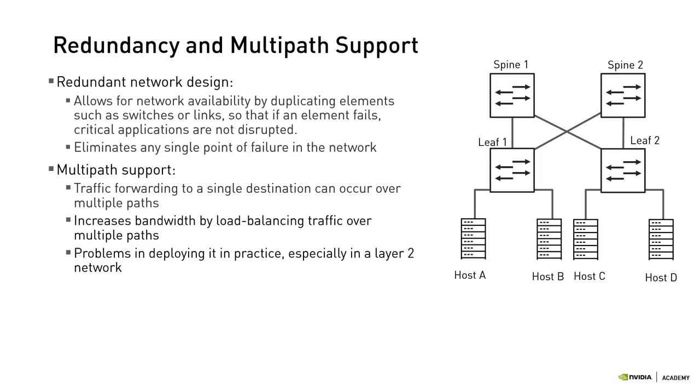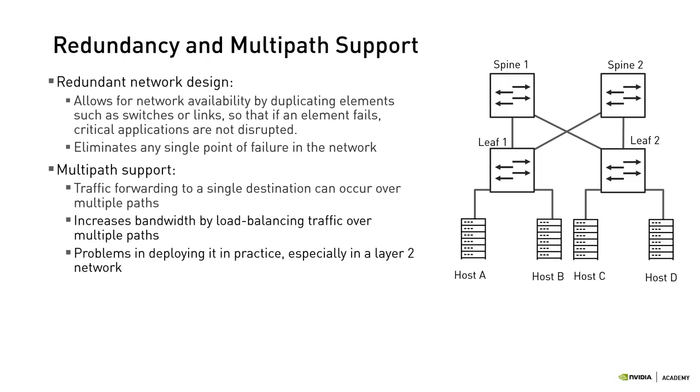A redundant network design allows for network availability by duplicating elements such as switches or links, so that if an element fails, critical applications are not disrupted. Redundancy attempts to eliminate any single point of failure in the network. In this example, each leaf switch has a link to each of the spine switches, so that there are two available paths for the host to communicate. Let's assume that when host A communicates with host C, the path is via spine 1.